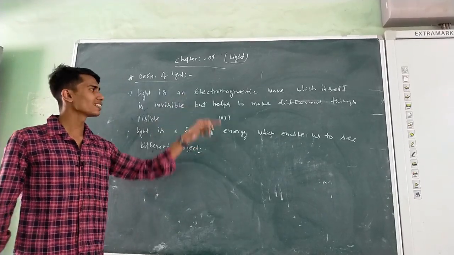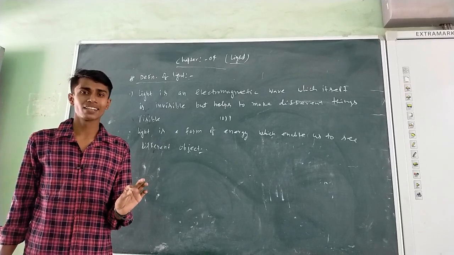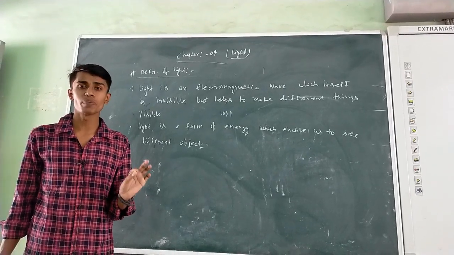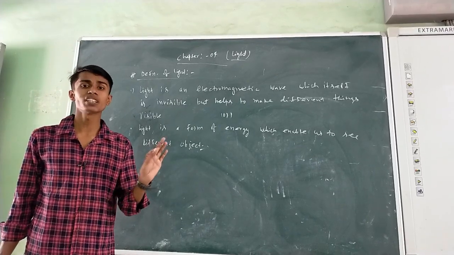What is meant by saying that light is an electromagnetic wave? Since light is an electromagnetic wave, it clearly indicates that the propagation of light does not require any material medium for its propagation. Sound is also a form of energy, but sound is a mechanical wave.